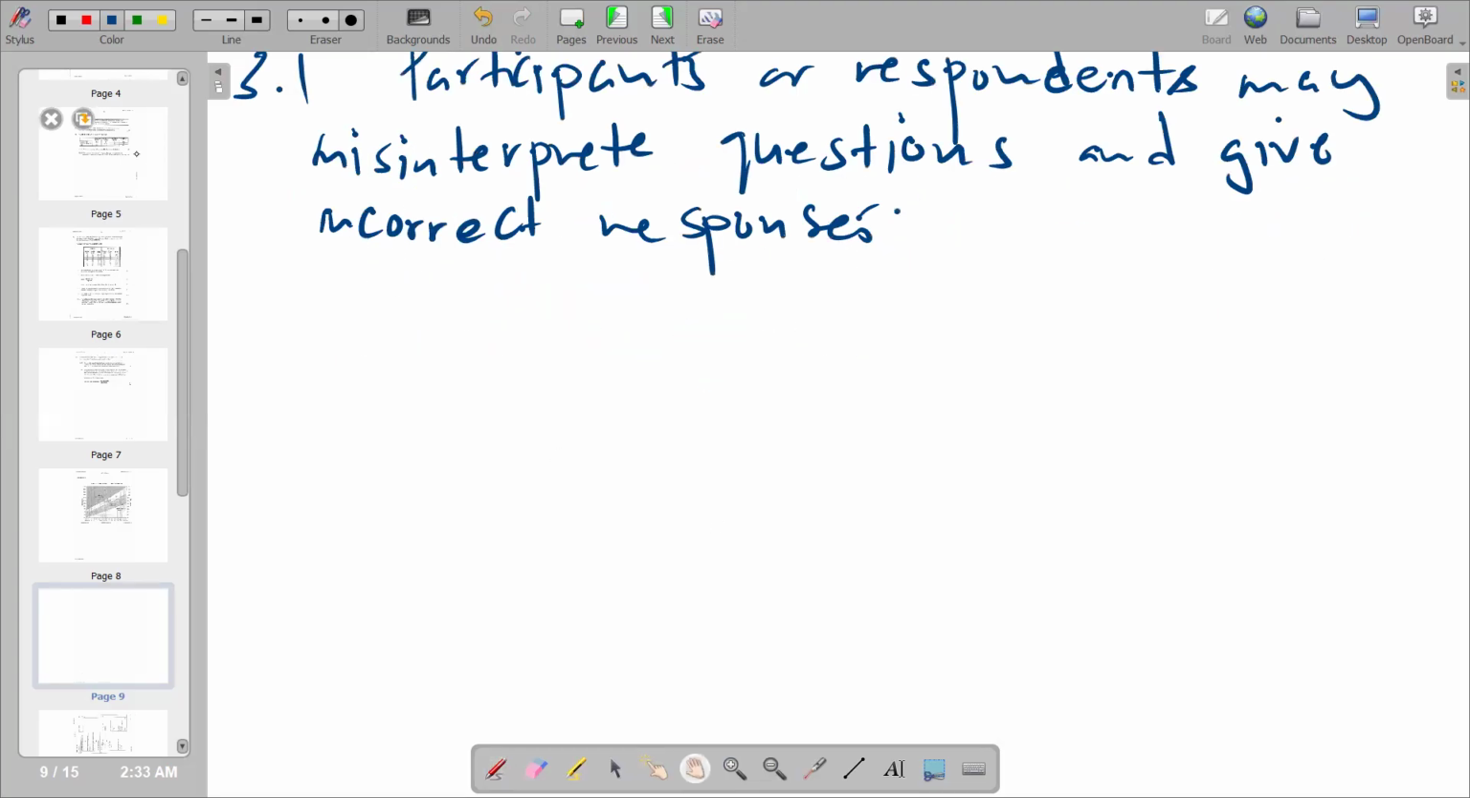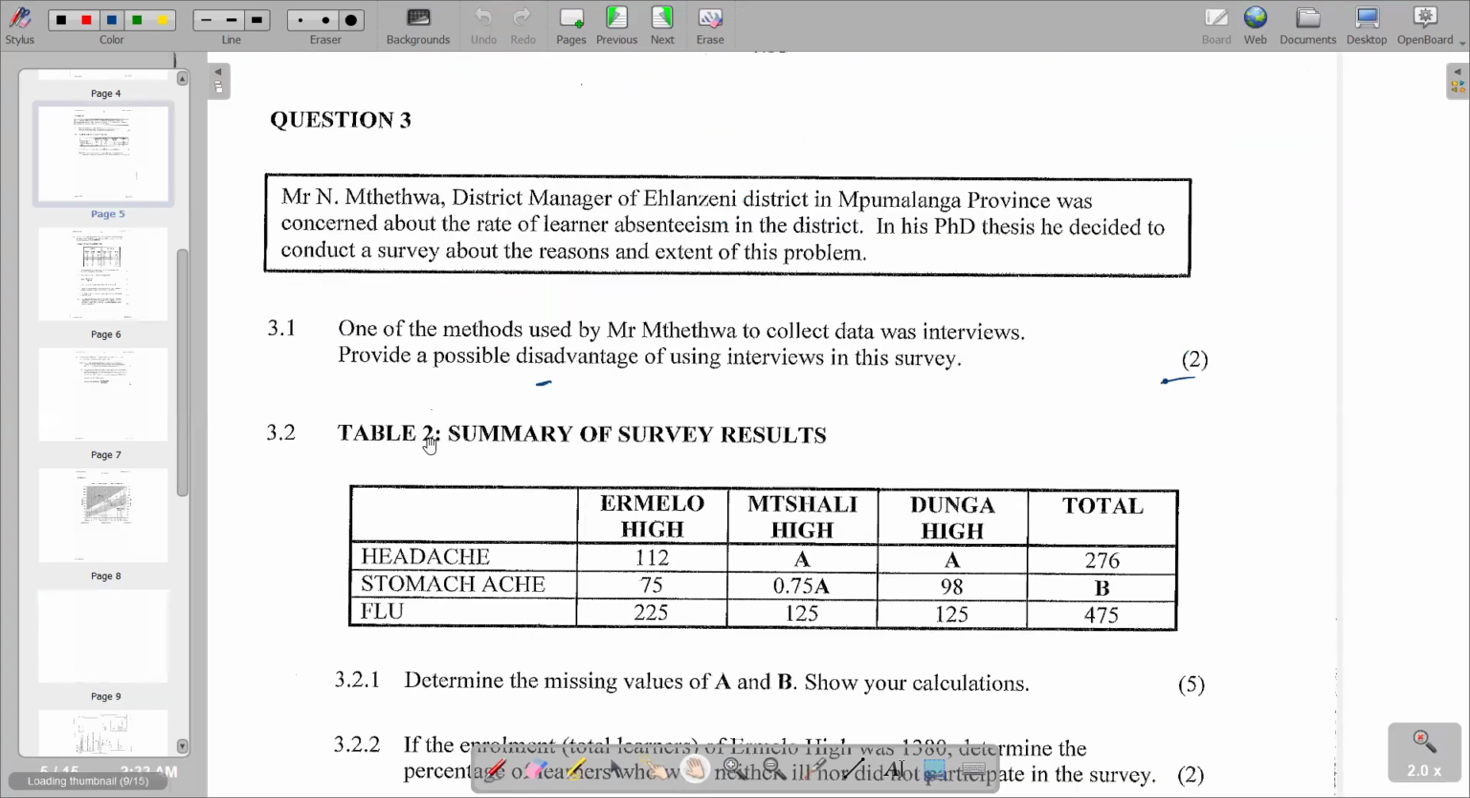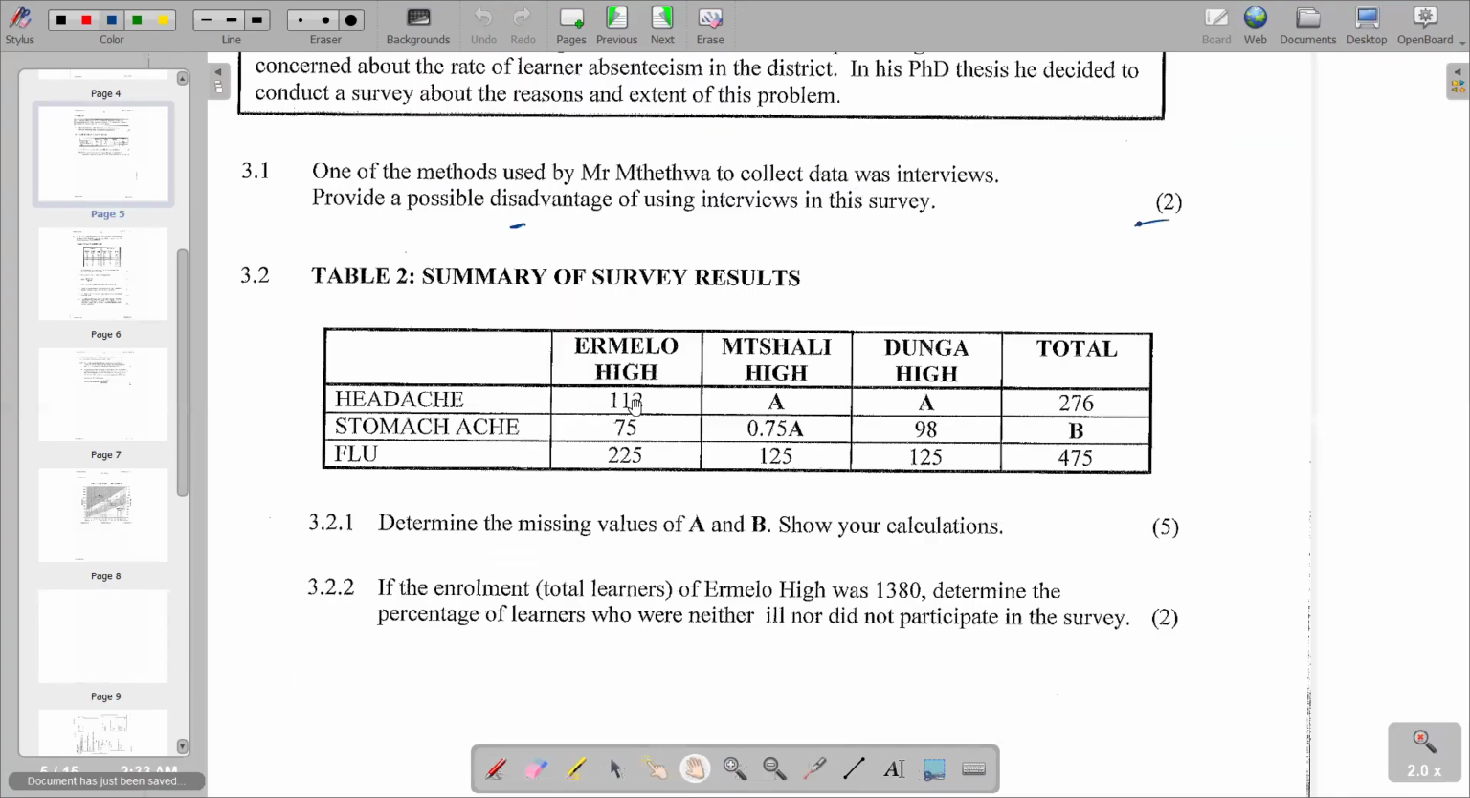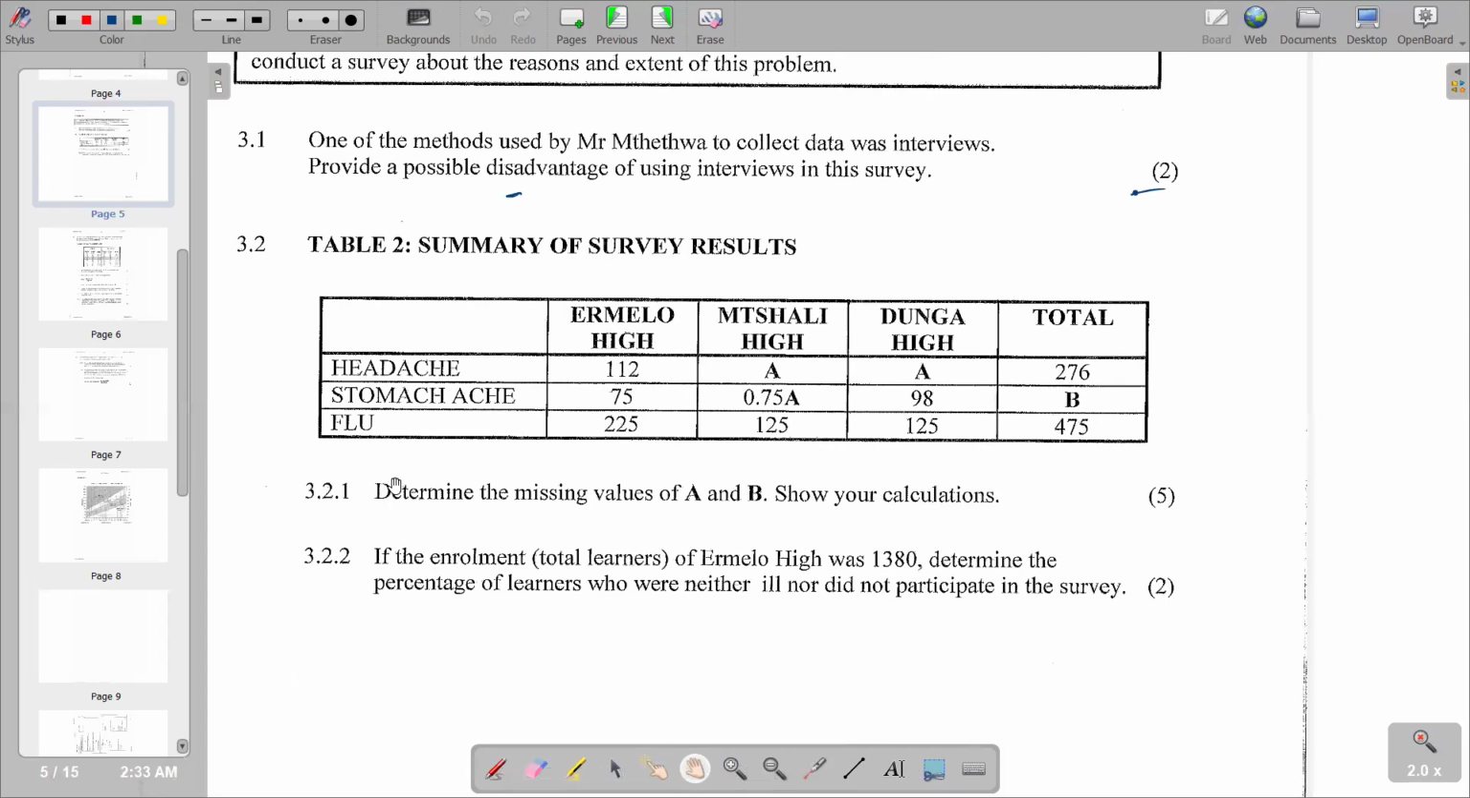And moving on to the next question. The same Table 2, summary of survey results. We're given a table, and then we are also given 3.2.1. This is the first question: determine the missing values A and B. Show your calculation.